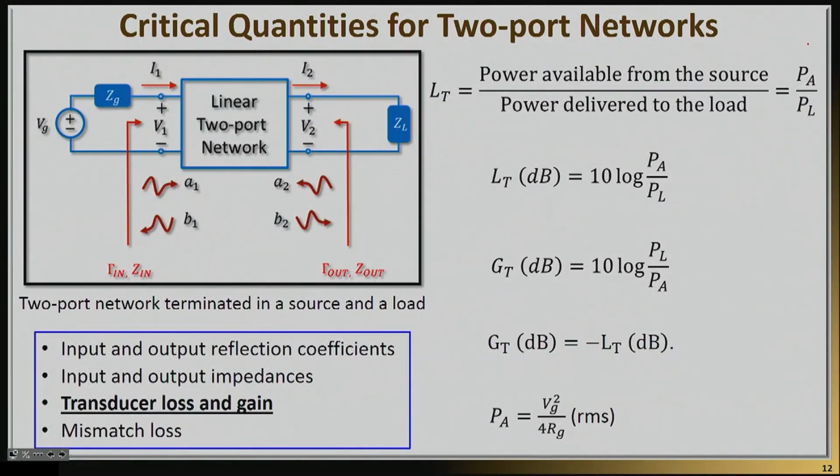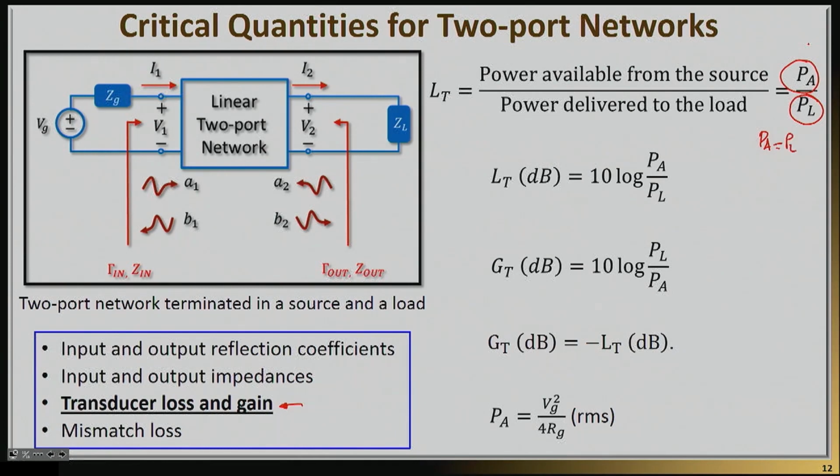Another part that people will always ask is, what is the transducer loss or gain? Here's what we mean by transducer loss, and then I'll discuss gain. Transducer loss is nothing else but counting how much power goes to the load compared to the available power from my source. So if, for example, this is a matching network, then we expect this transducer loss to be a positive quantity, and we want this thing to be as low as possible. In other words, we want ideally PA to be equal to PL.